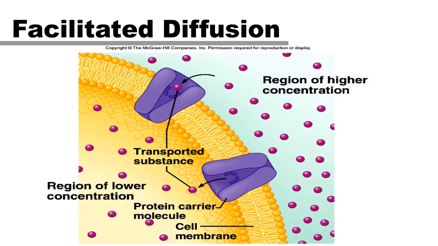Facilitated diffusion involves carrier-assisted diffusion of molecules across a cell membrane through specific channels, from a region of higher concentration to lower concentration. This process requires the help of carrier proteins and protein channels. Examples of molecules are glucose, fructose, amino acids, and urea.